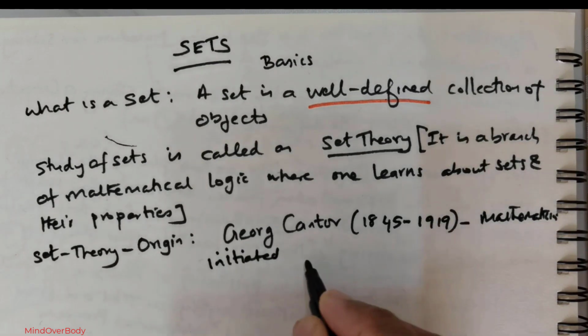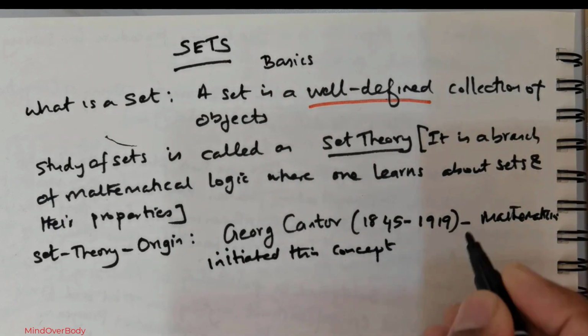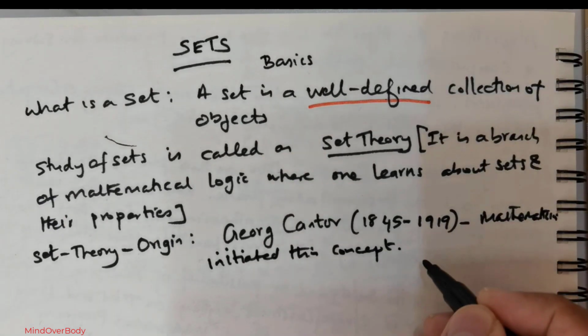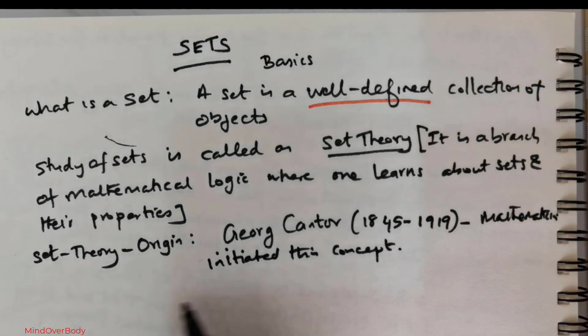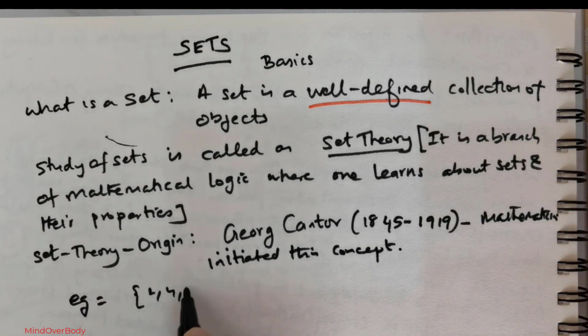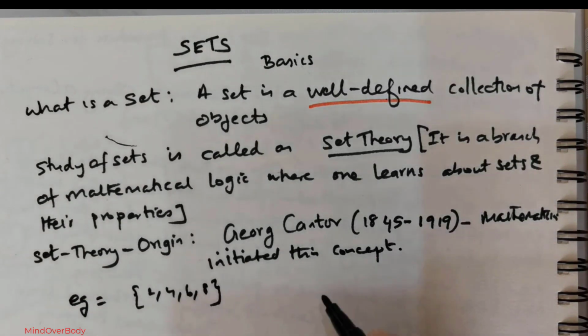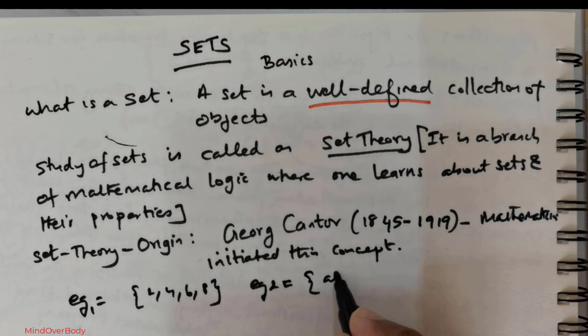He was the one who initiated this concept. So having given you this, let me just give you some illustration on sets. Say for example, this is an example for a set: 2, 4, 6, 8. This is example 1. Example 2. This is also an example of a set, right? All even numbers.